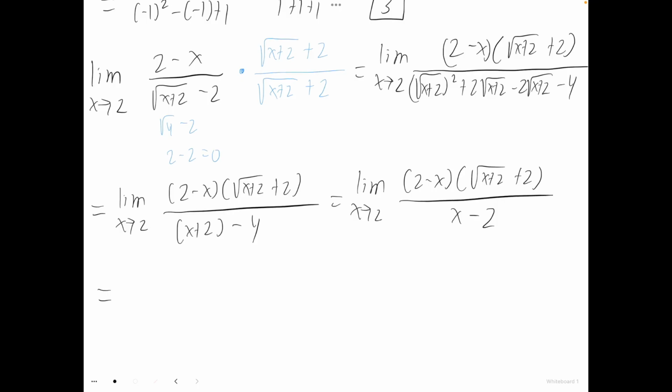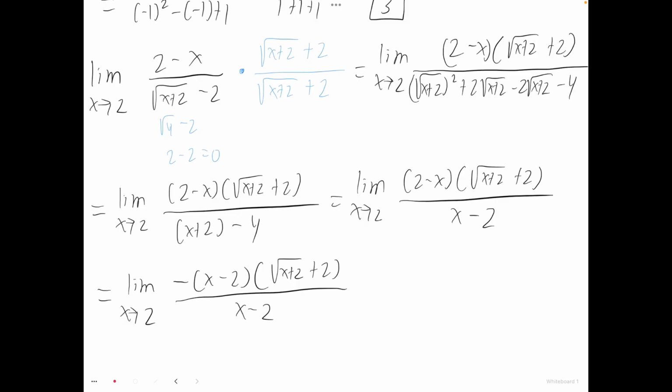And so here, now we're going to factor a negative out of the top to make x minus 2 show up on the top. So if I factor a negative out of the first term, I have negative x minus 2. So notice if I multiplied negative 1 through, I'd get the 2 minus x we had before. Then times the square root of x plus 2 plus 2, divided by x minus 2.